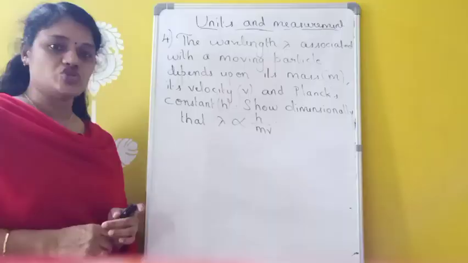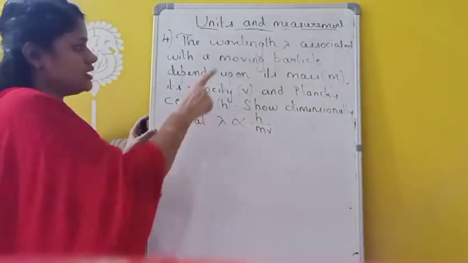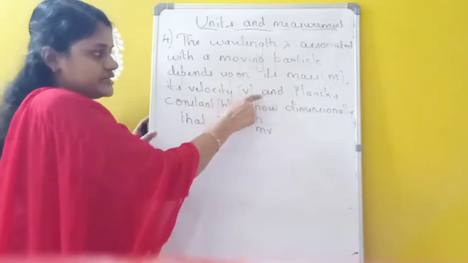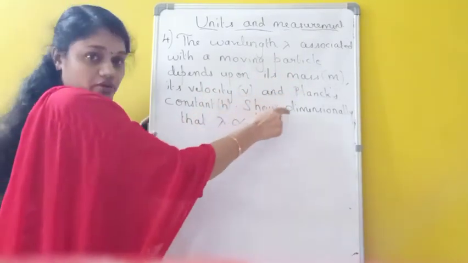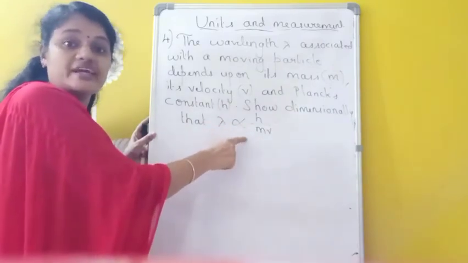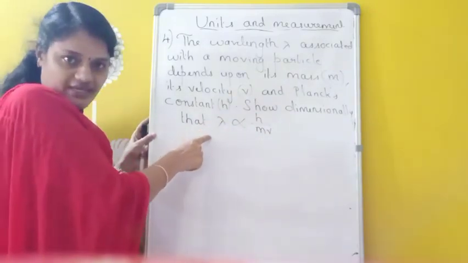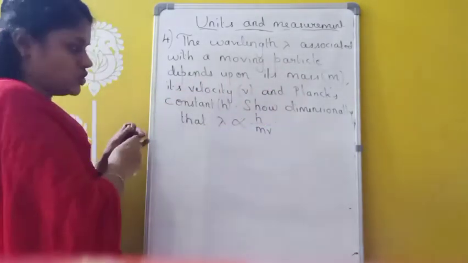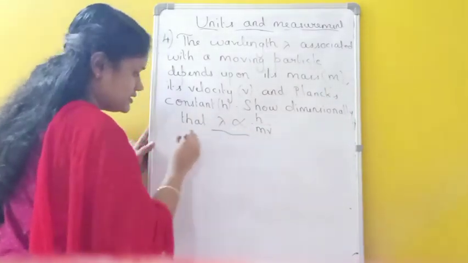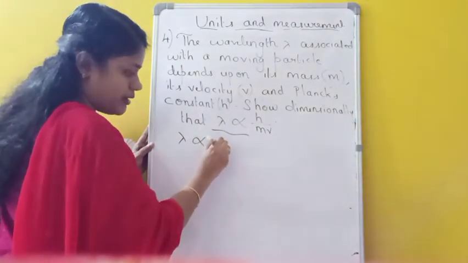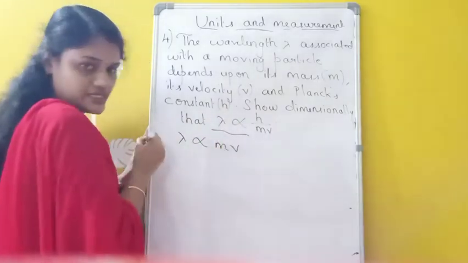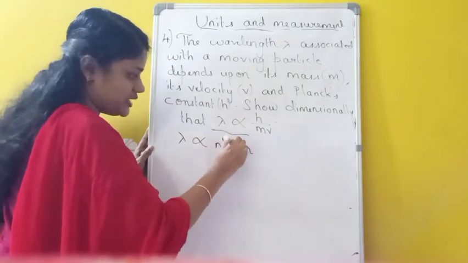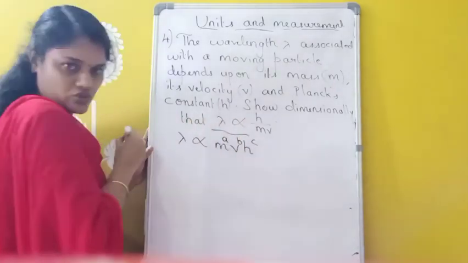L square. Fourth question. The wavelength lambda associated with a moving particle depends upon its mass, its velocity and Planck's constant. Show dimensionally lambda is proportional to h by m v. So here lambda is the wavelength, and this wavelength depends on mainly three factors: mass, velocity and Planck's constant. So we can write lambda proportional to mass, then which one? Velocity and Planck's constant h. And we don't know the power, so I am writing here as m raised to a, v raised to b and h raised to c.